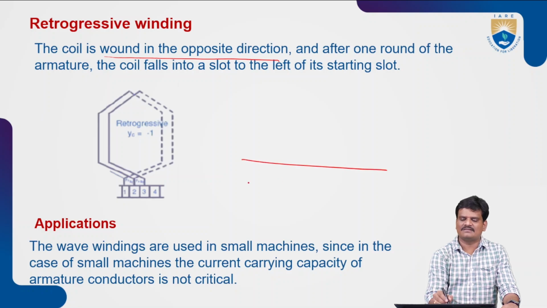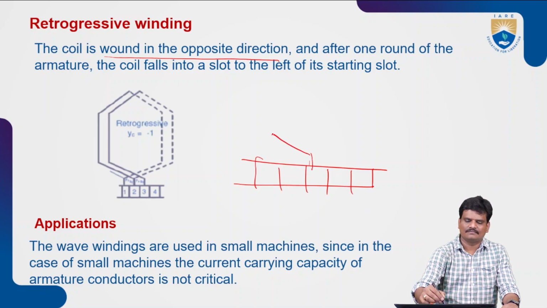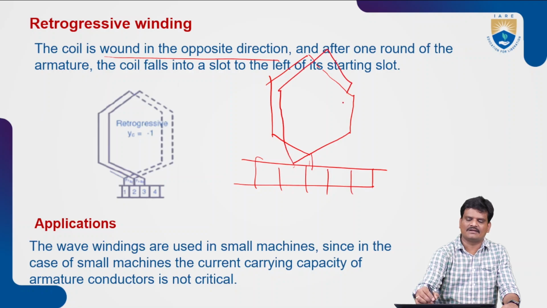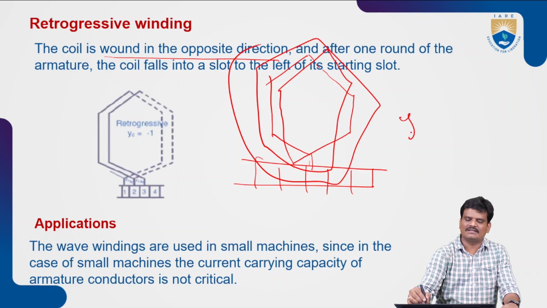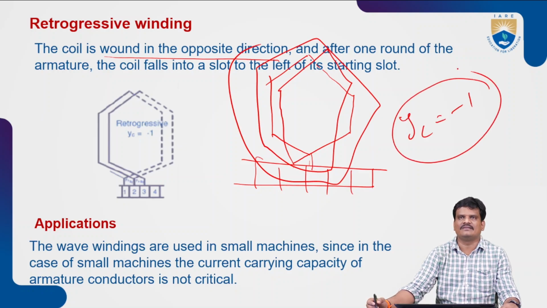Suppose, let me say that these are nothing but my commutator segments, and I am starting a coil at this particular position like this. It will move backward and again it will start. Again it will move backward, it will start. So it moves backward. That is the reason the value of YC is considered as -1 in this case.